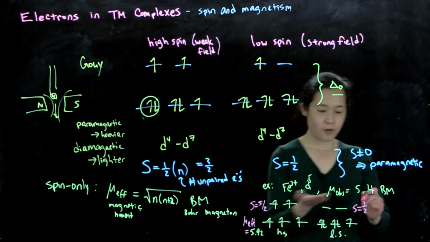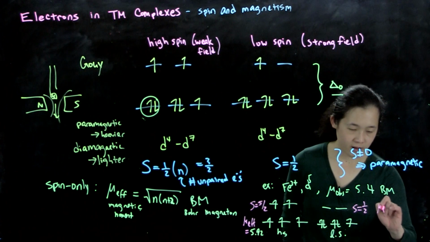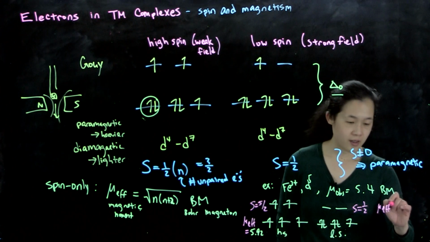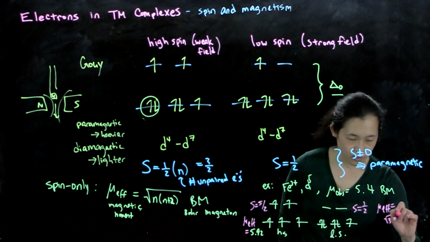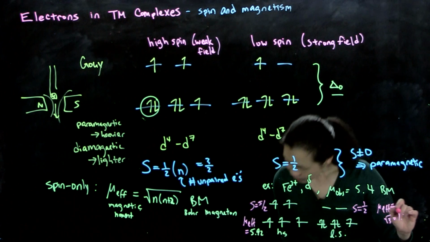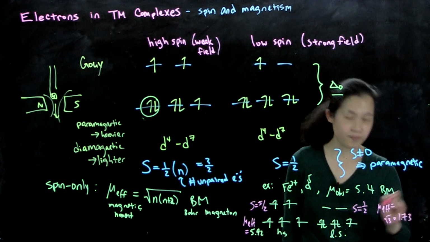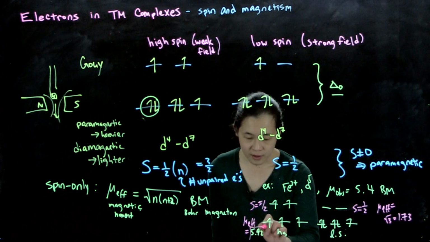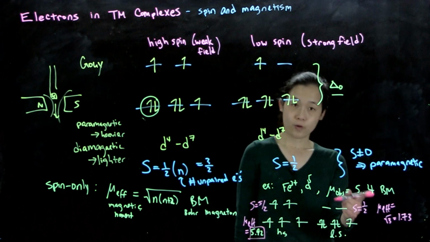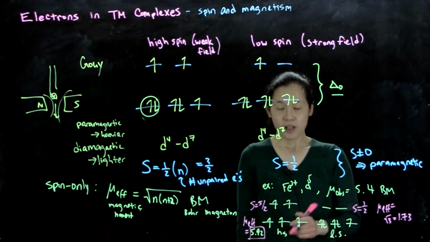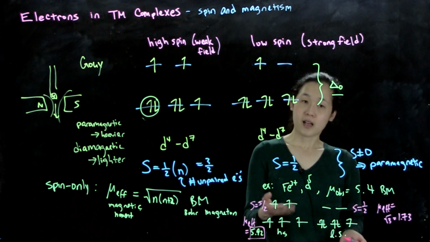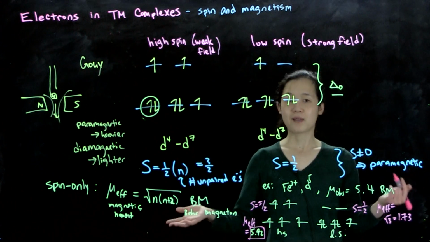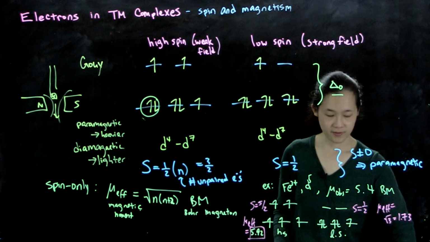And then for the low spin mu effective, it would be the square root of 1 times 3, so square root of 3, which equals 1.73, I believe. So 5.92 is far closer to our measured value of 5.4 Bohr magneton. So it seems likely that this unknown iron 3 complex is actually high spin. So we learned something about the complex from doing this measurement. All right, very good.